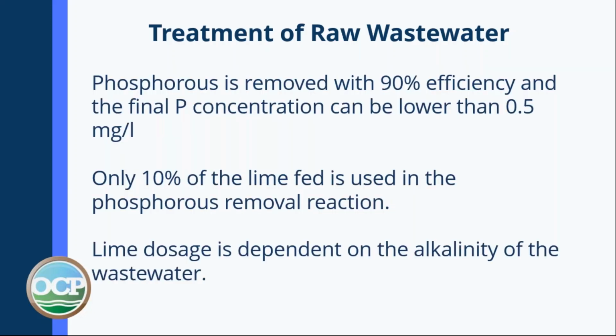Treatment of raw wastewater, phosphorus is removed with a 90% efficiency, and final phosphorus concentration can be lower than 0.5 milligrams per liter. Only 10% of the lime fed is actually used, if you're using lime, in the phosphorus removal reaction. The lime dosage is dependent on the alkalinity of the wastewater.